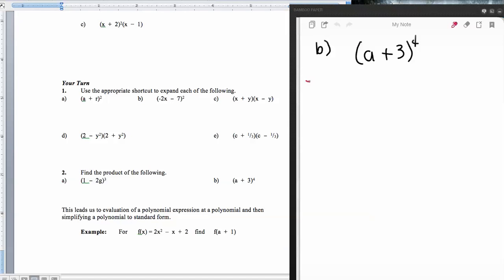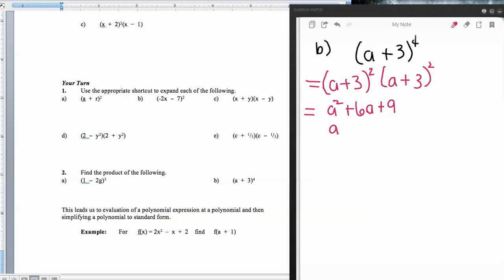All right, our last one, remember when we expanded that out the last time? What that ended up looking like was a plus 3 squared times a plus 3 squared. And therefore, we're squaring a binomial and squaring a binomial. When we square a plus 3, we get a squared plus 3 times a times 2, which is 6a, and then plus 3 squared, which is 9. And we're multiplying that by itself, a squared plus 6a plus 9.